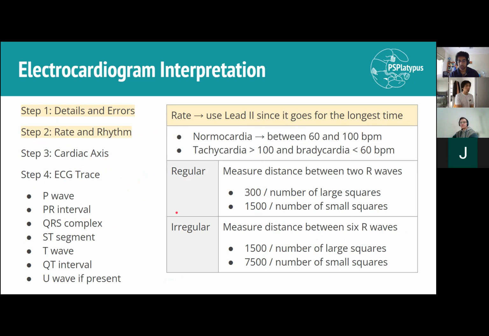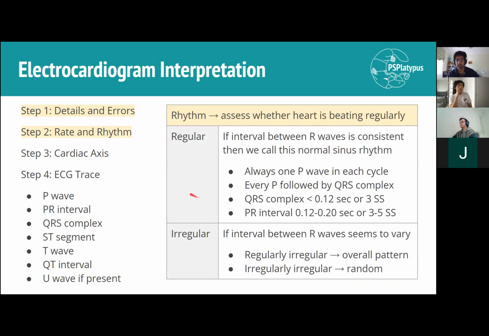If it's an irregular rhythm, so there's not a consistent distance between R waves, then you can go for a slightly longer sample size. So look at 6 R waves, in other words, 5 of those gaps, and then just multiply all of those numbers by 5. So 1,500 or 7,500. Hopefully that is straightforward.